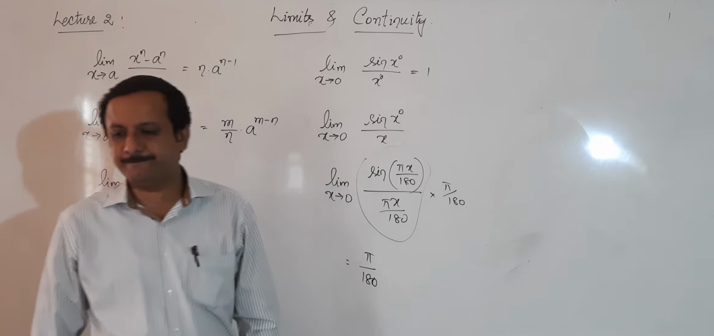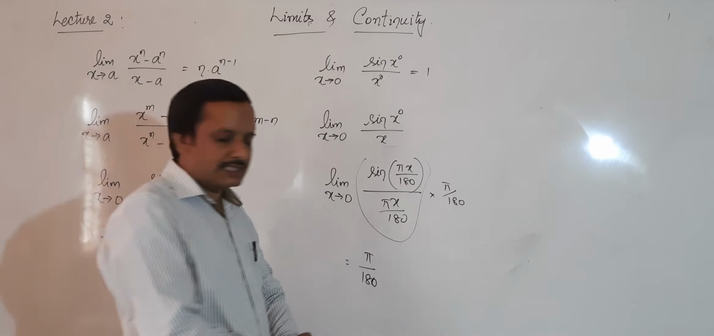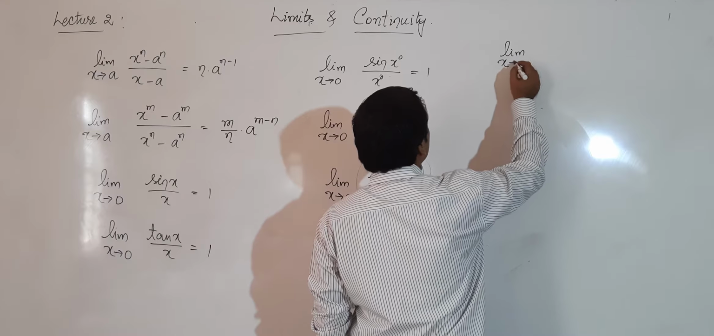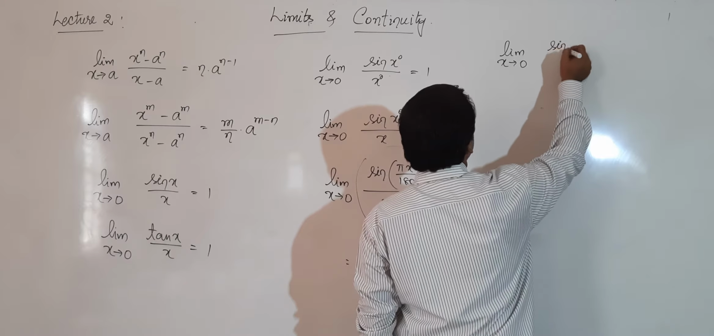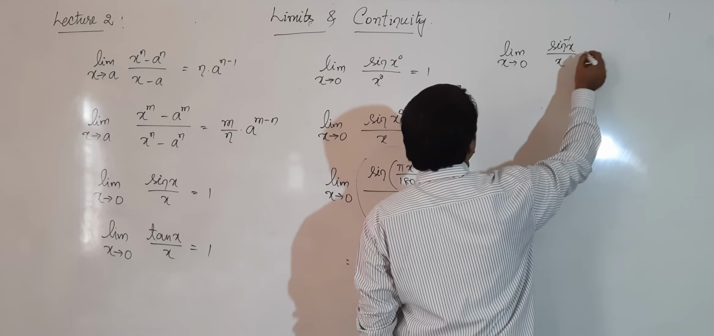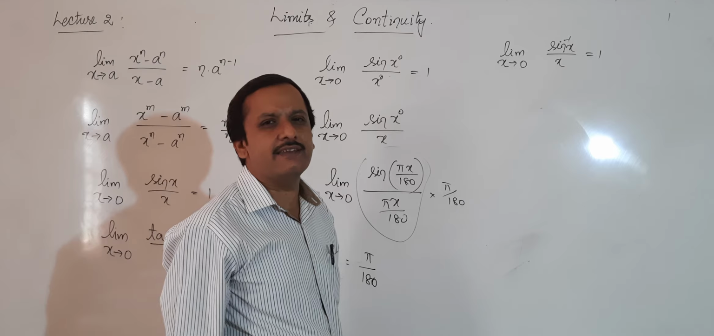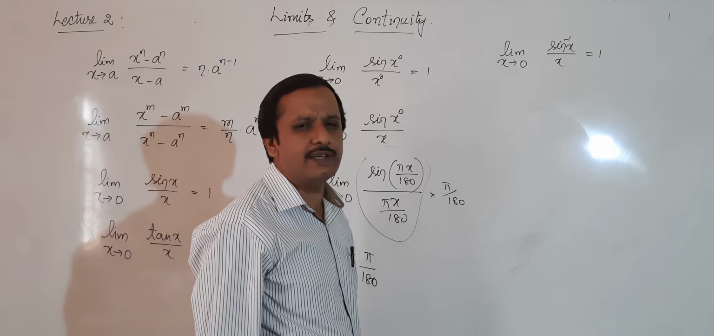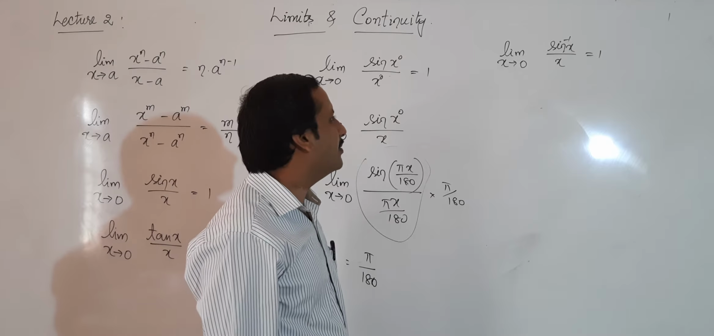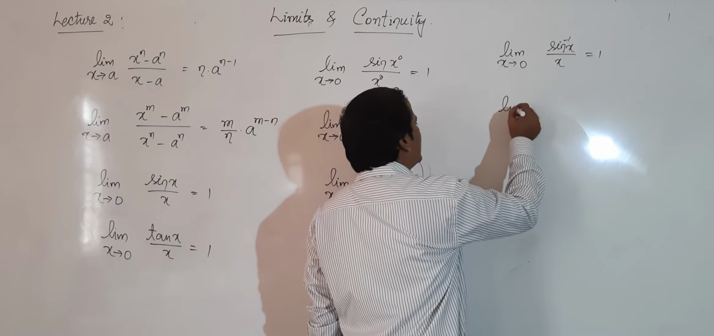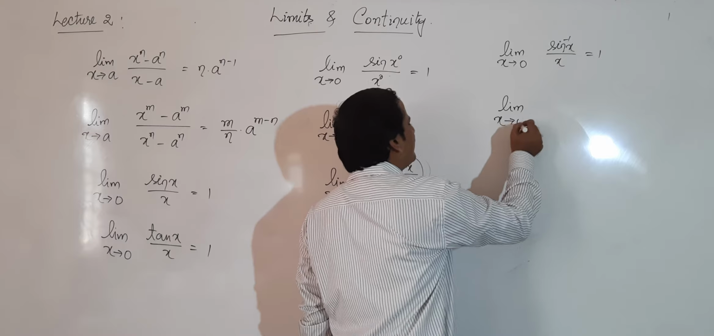Okay. Then limit x tends to 0 sin inverse x by x is also equal to 1. How? If I directly apply the limit, I am getting 0 by 0. Sin inverse 0 is 0 and denominator x, when x approaches 0, denominator is also 0. 0 by 0 is an indeterminate form. If it is an indeterminate form, then what do we do?